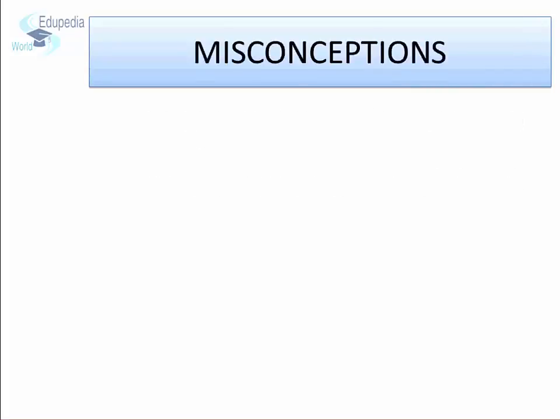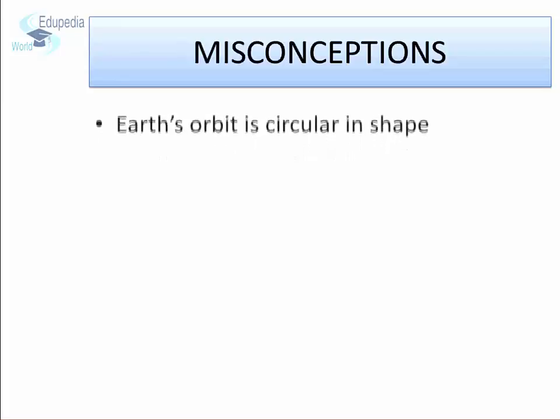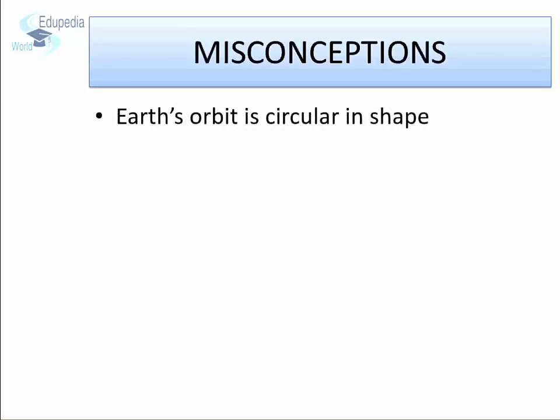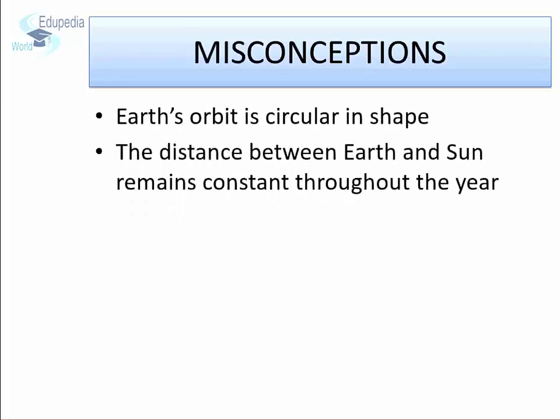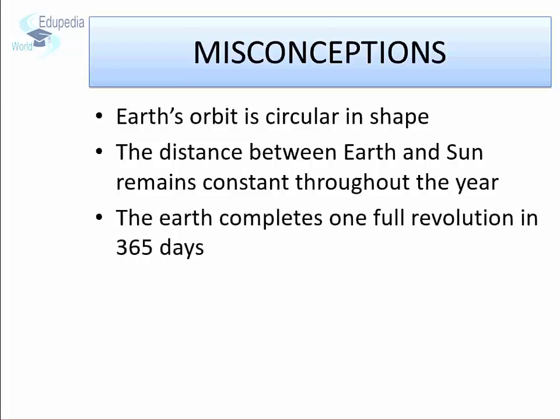Before we begin our exploration about the revolution of Earth, let us look at some of the common misconceptions that exist regarding the same. Earth's orbit is circular in shape. The distance between Earth and Sun remains constant throughout the year. The Earth completes one revolution in 365 days. All these are myths. Let us look at the facts.